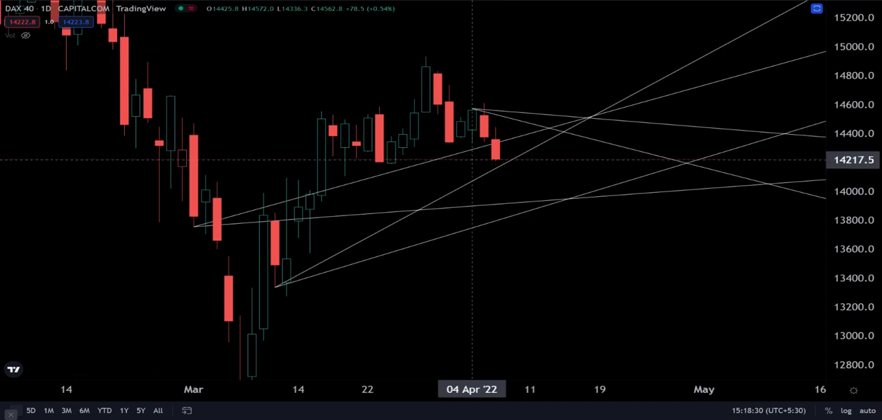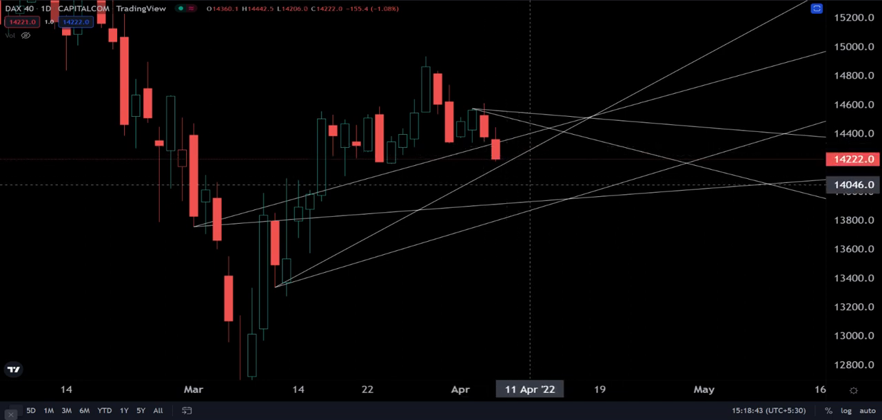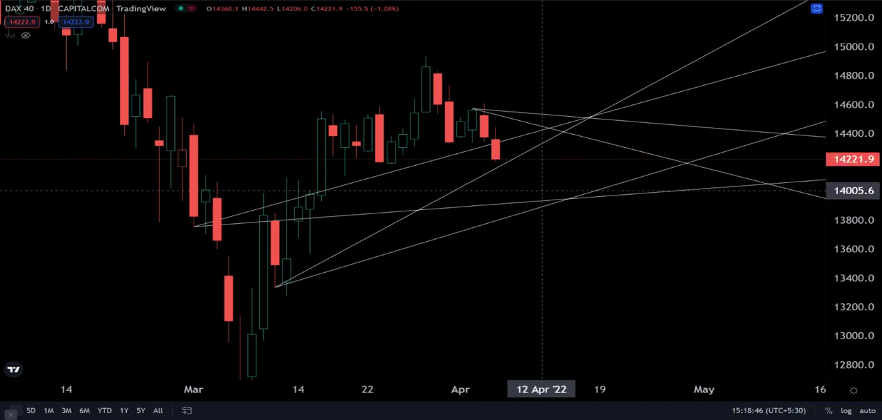Now for resistances, in fact, DAX needs to get above 14,350 to rise any higher. Else, we're looking at a continuing downtrend from here.